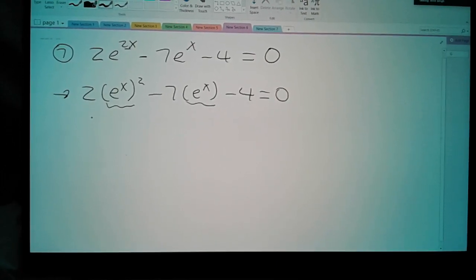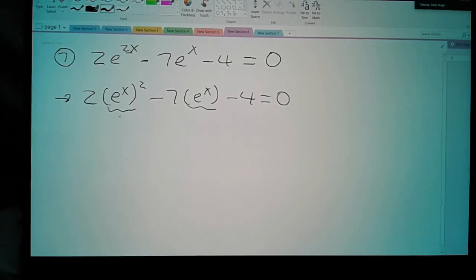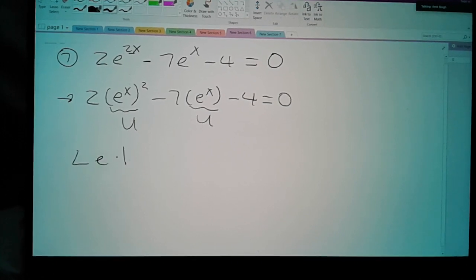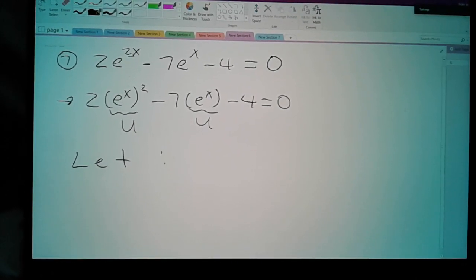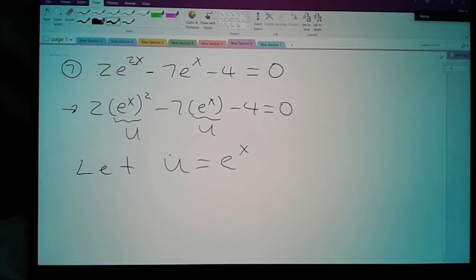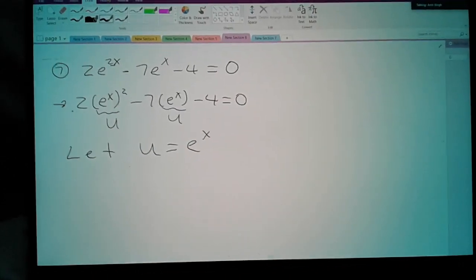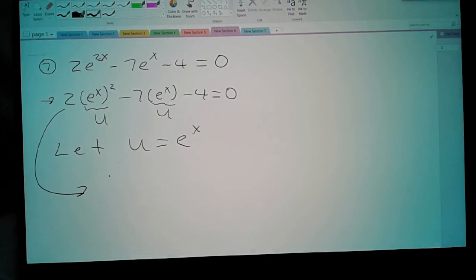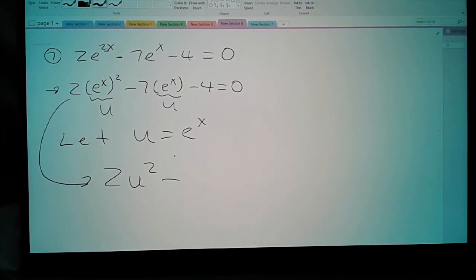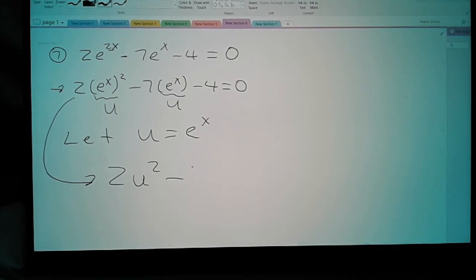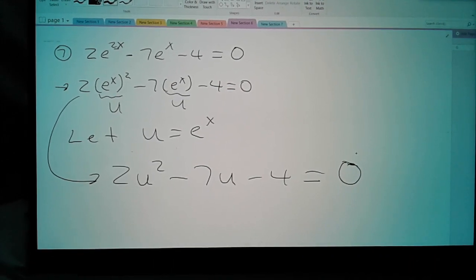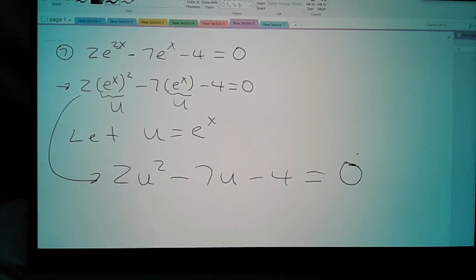So I'm going to use something called substitution for this one. Wherever I see an e^x, I'm going to call it u, which is a dummy variable. So we're going to say let e^x be equal to u. Wherever I see an e^x in this equation, I'm going to replace it with u. So I have (e^x)^2, that would be 2u squared. Here I have 7e^x, which would be minus 7u. Minus 4 equals 0. It's a substitution we're doing pretty much.